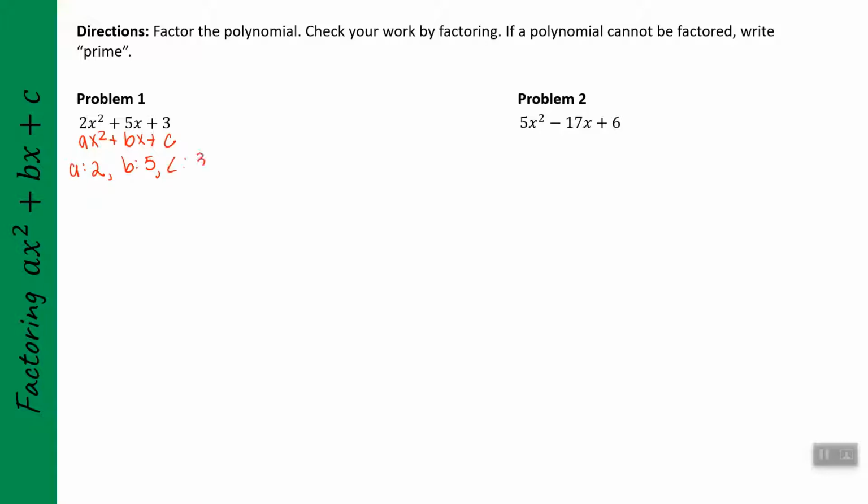Next, we're going to create a table. On the left-hand side of my table, I'm going to write A times C. A is 2, C is 3, so A times C is 6. And then on my right-hand column, I'm going to write just B, which is 5. What I need to figure out to fill this table out properly is what multiplies together to get 6, and those exact same numbers also add up to 5.